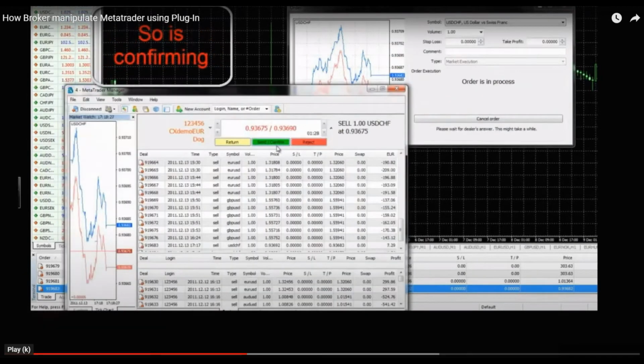You guys see that? They do not want that. They did not want the person to place a trade at this level, so they just rejected it. Simple as that. And it said off quotes. All right. So this last thing we need to talk about here is stop hunting.